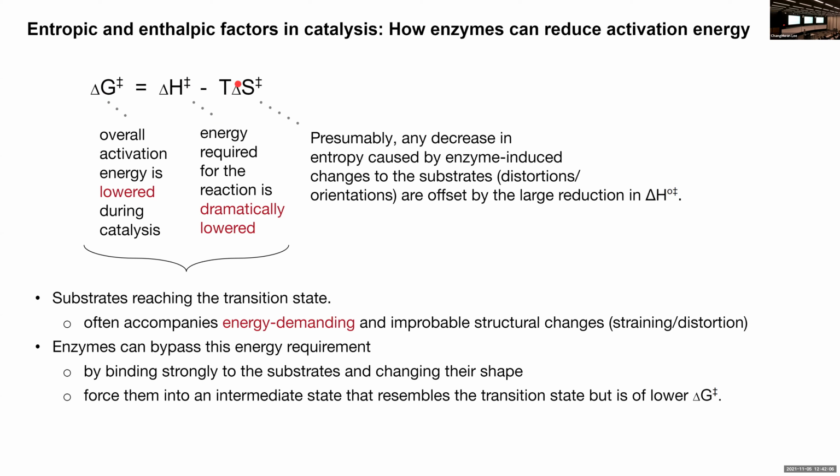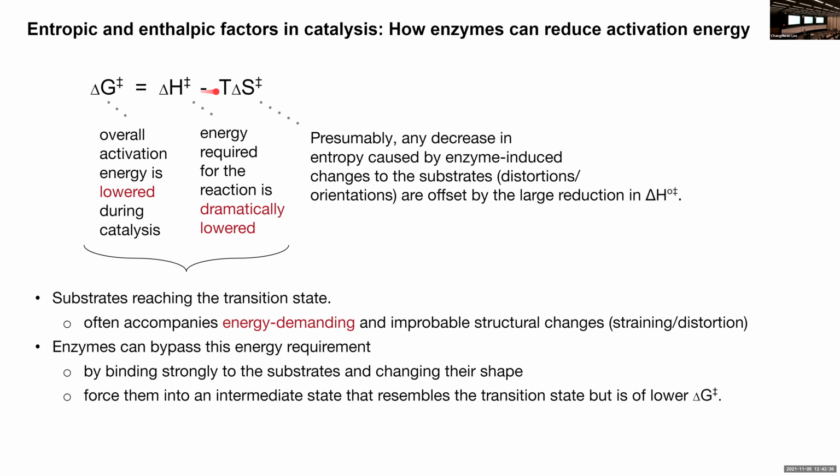And also delta S double dagger has to be increased, right? Because there's a minus here. If delta S double dagger is increased, that means you're going to have a smaller delta G double dagger value. But when you think about the enzymes again, it's actually losing entropy because everything has to be held into the active site. So you're actually losing a little bit here.